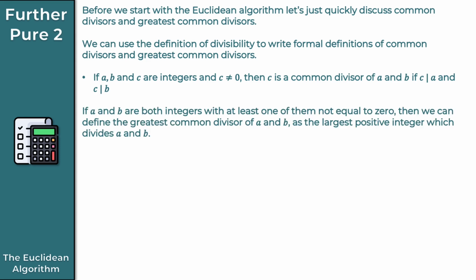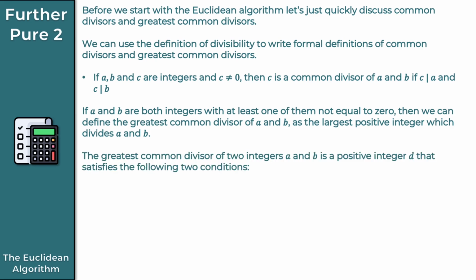And also here, if a and b are both integers with at least one of them not equal to 0, then we can define the greatest common divisor of a and b as the largest positive integer which divides a and b. The greatest common divisor of two integers a and b is a positive integer d that satisfies the following two conditions: d divides a and d divides b, and also if c is a common divisor of a and b, then c must be less than or equal to d.